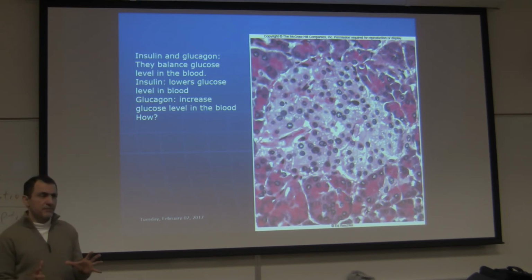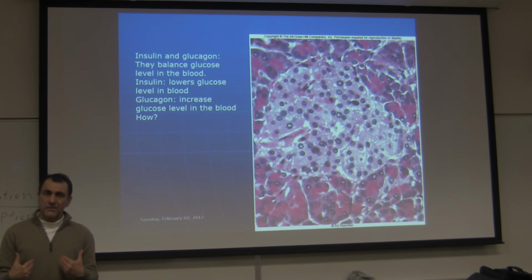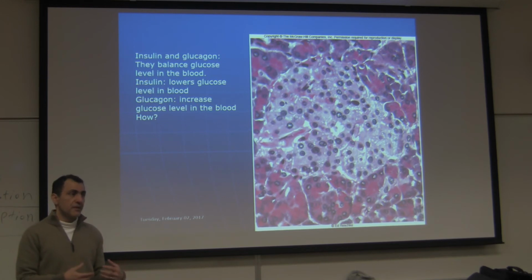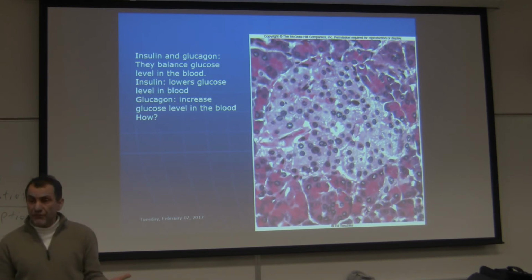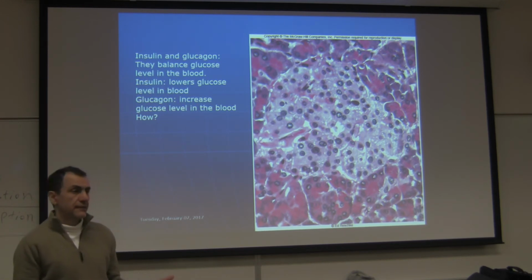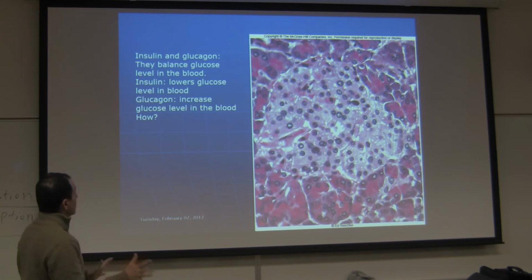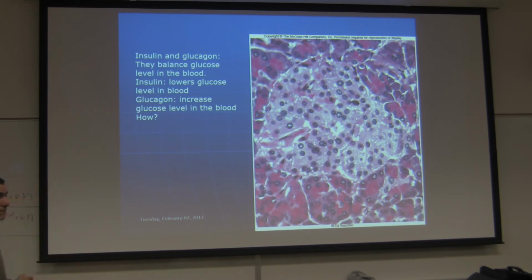Okay, there are two ways. Either the cells of the body will not take up glucose because they do not have the receptors for insulin. That's a different type of diabetes. And the other one, there is not enough insulin in the body. So anyhow, I'm not going to get into different types of diabetes. But that's the function of insulin.